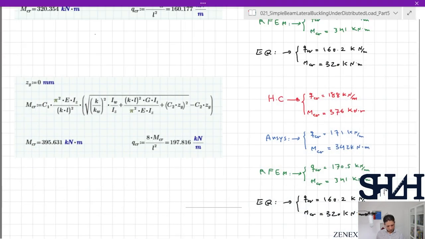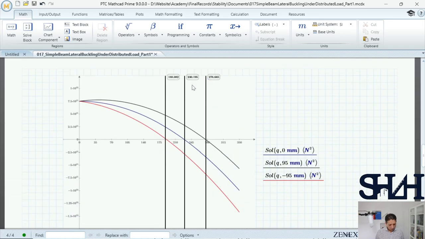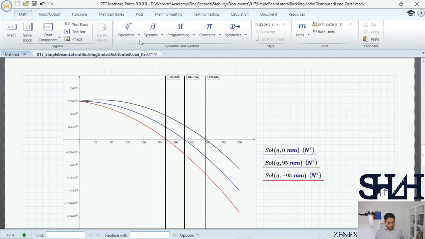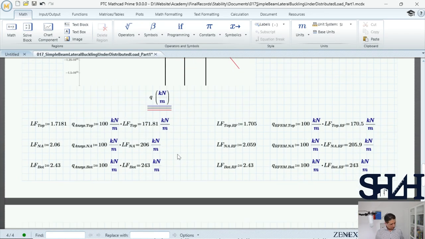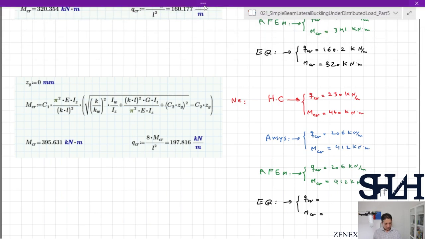Now we can change the value to zero. Now this is neutral. For our hand calculation, the value was 230, which means that 230 times L squared divided by 8 is 460 kilonewton meter. In ANSYS, it was 206. RFEM, 206, exactly the same. And with the given equation, it's 198, which is 396 kilonewton meter.